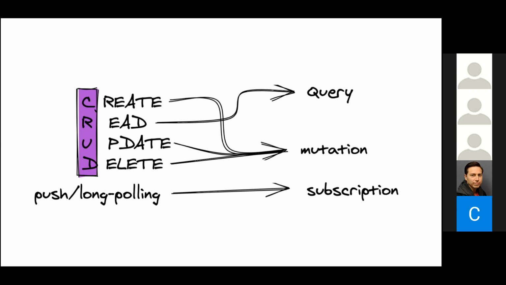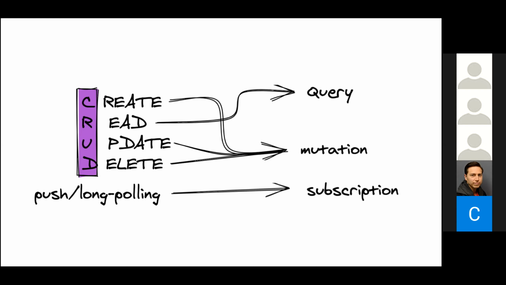So with traditional CRUD operations, the reading or the GET requests translates to what's called a GraphQL query. And for other things like updating, deleting, and creating, all those get lumped into one thing called a mutation, because you're basically changing the data that's stored in the server. And then specifically for the push and long polling, it introduces this concept of a subscription.